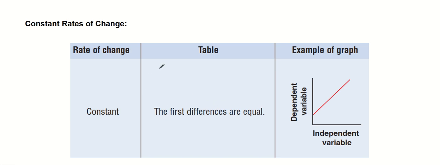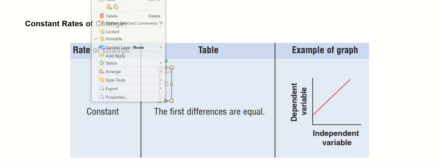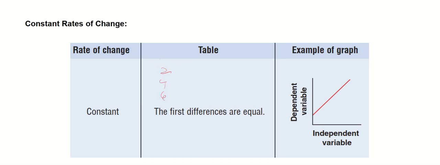So let's say you have, I don't know, 2, 4, 6, 8, or 2, 4, 6 for your y, and then your x could be just like 1, 2, 3, something along those lines. And you get the first difference, which would be 4 minus 2, which equals 2. And over here is 6 minus 4, which is also 2. So you notice that these numbers are constant. Therefore the rate of change is constant.